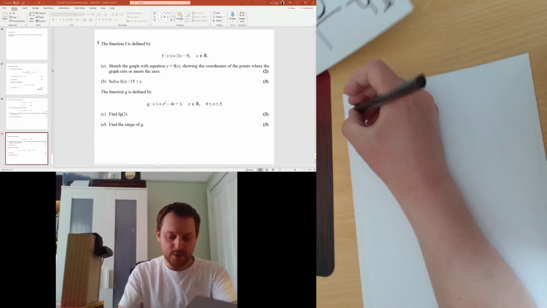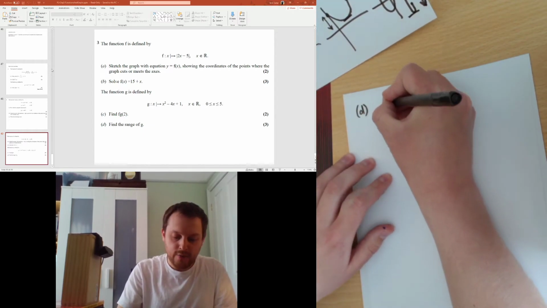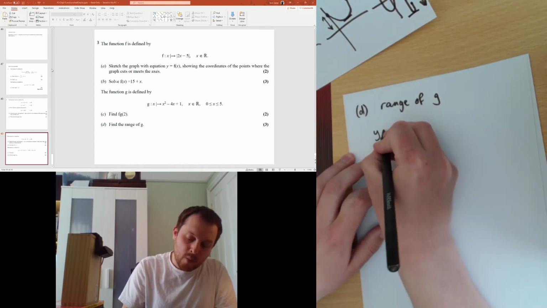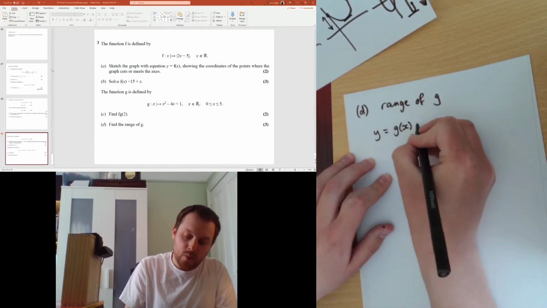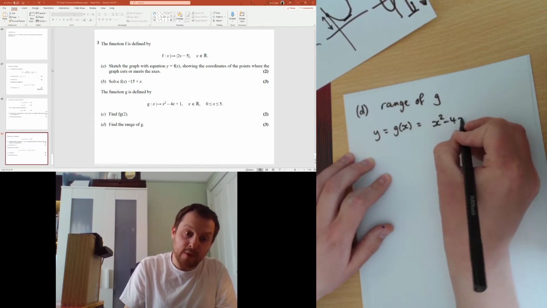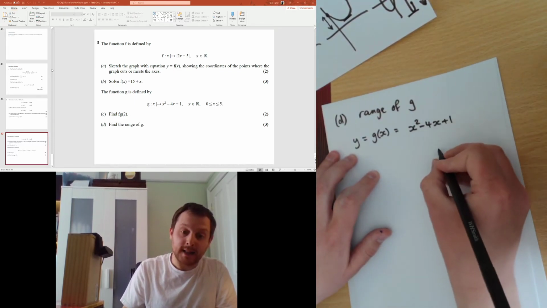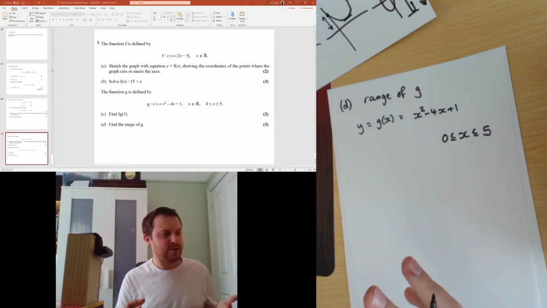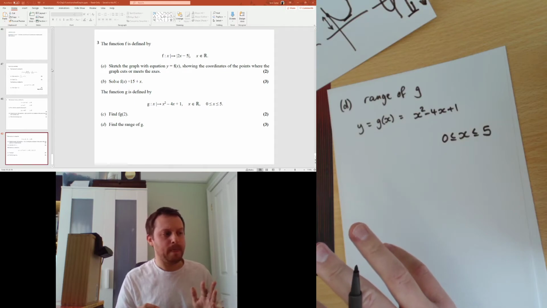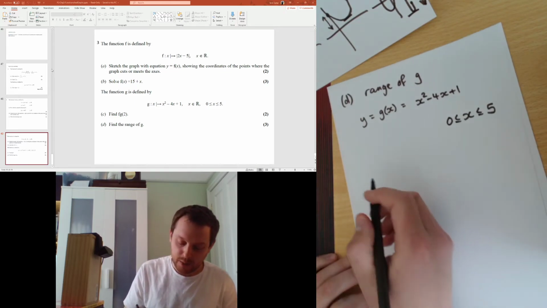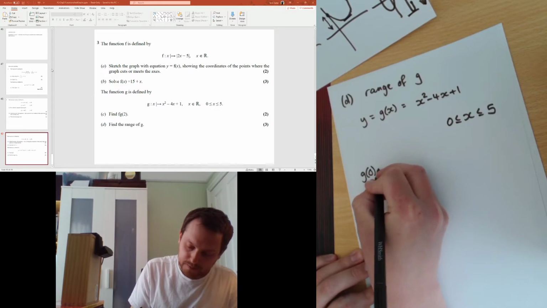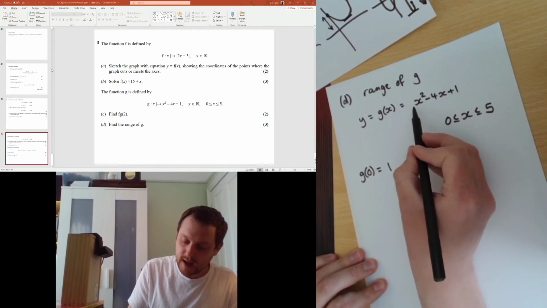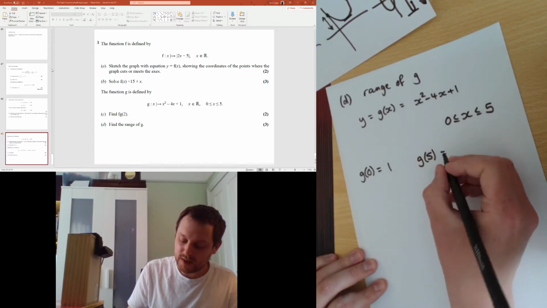So first of all, let me just remind you, we're looking for the range of g, and I'm going to write y equals g of x, which is x squared, take away 4x, add 1, and this is only between 0 and 5. So outside of 0 and 5, it isn't even defined. So what does this look like? Well, first of all, let's look at g of 0. So that's 1. And g of 5, 25, take away 20 is 5, add 1 is 6.